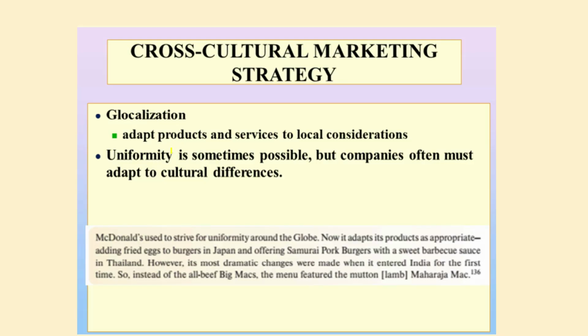So as we have seen throughout this chapter, cross-cultural variation in factors such as cultural values and demographics is important to understand in order to adapt products and services to local considerations. This is often known as glocalization, which is basically global localization, adapting products and services to local considerations. You may have some uniform standards, or your own particular feel of the brand, but companies actually need to differ with their cultural differences.